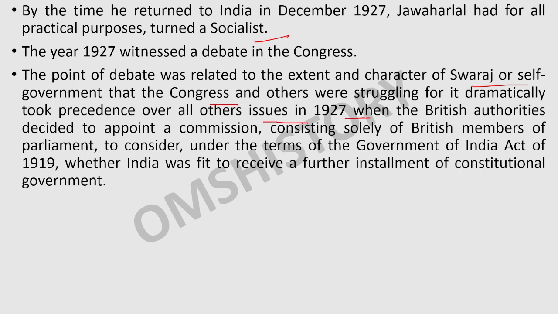Why? Because it was the year when the British decided to appoint a commission which would consist solely of British members of Parliament, and this commission would consider the terms of the Government of India Act of 1919, and via those terms it would decide whether India was fit to receive a further installment of constitutional government or not. Yes, you guessed it right. It was the Simon Commission.